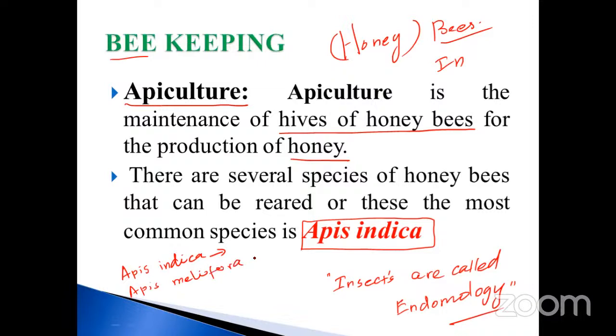Apis mellifera. Apis dorsata. Okay. So, Apis dorsata. These are the three types of bees. Apis indica is the normal size in nature. They all depend upon three things: their properties and their structure. First of all, size. Size also varies.